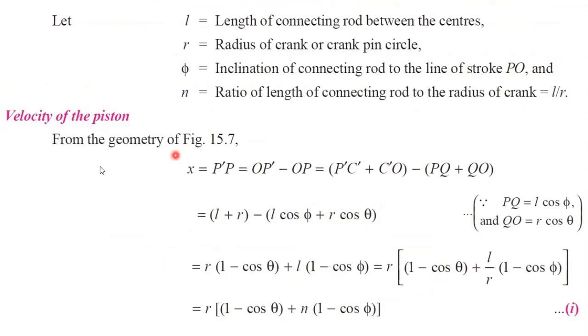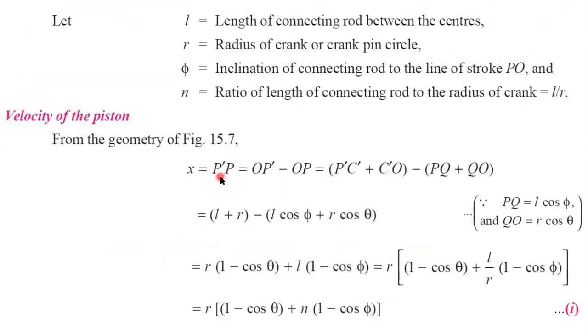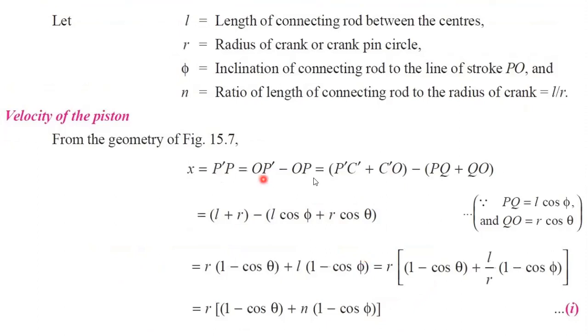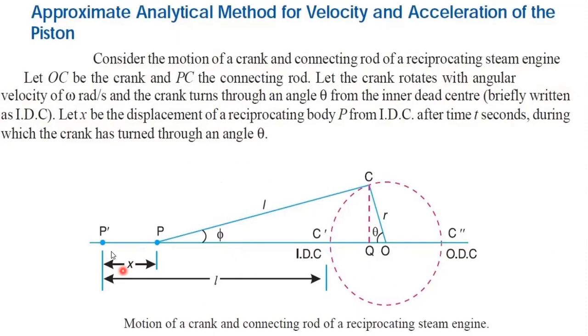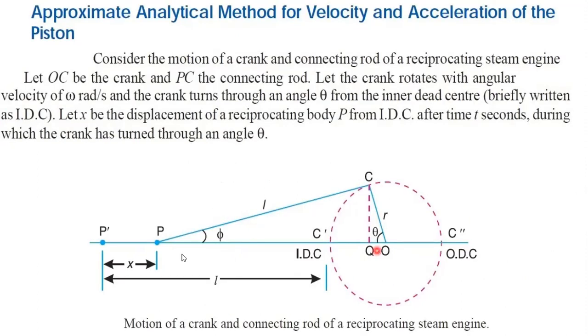Now we're going to derive the velocity. Going back, X can be written as P dash P, which is nothing but OP dash minus OP. This OP dash can be written as P dash C dash plus C dash O, and this OP can be written as PQ plus QO.